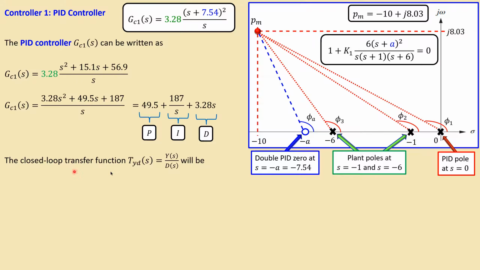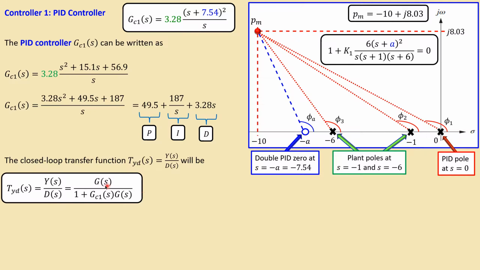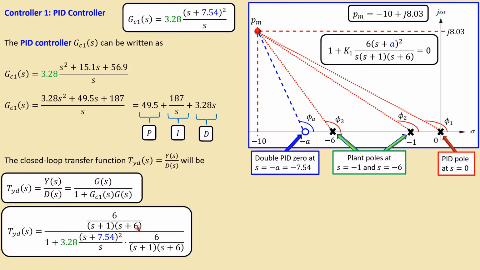So the last closed loop transfer function, now for our disturbance to output, Y over D, will be this, we know that. And if I now substitute everything we have so far, the plant, the controller 1, which is our PID controller.